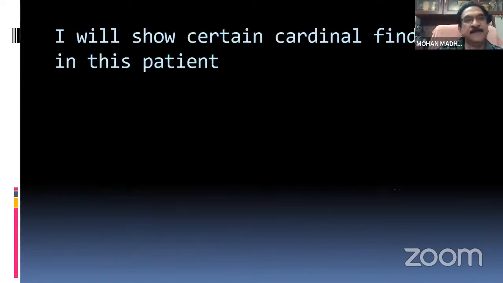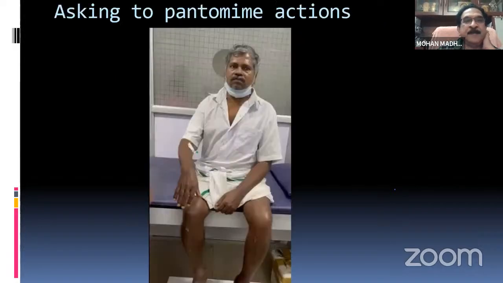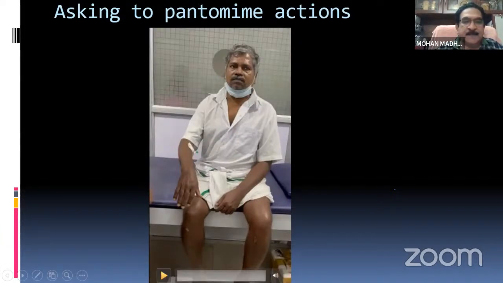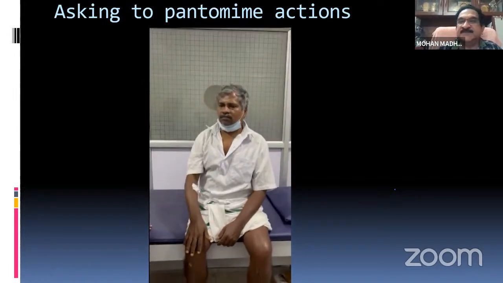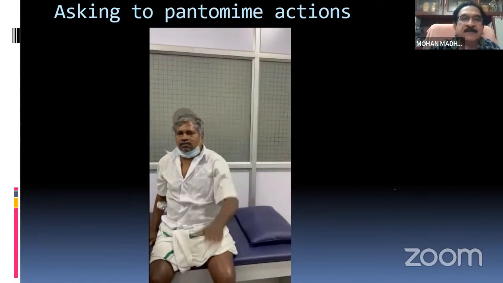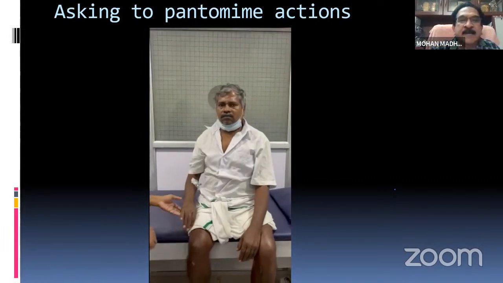Let us see. Now, I'll show certain cardinal findings in this patient, which may be interesting. Most of you know about these findings, but once in a while it's good to refresh our memory. I take the comprehension first, which is normal. Very good. Then he is asked to demonstrate using an imaginary object.